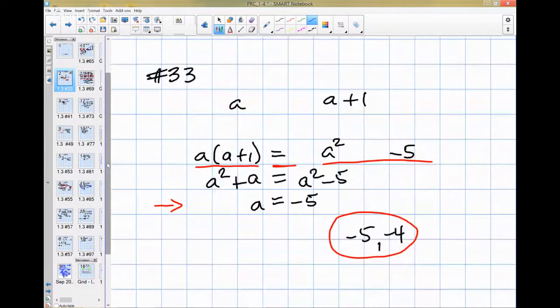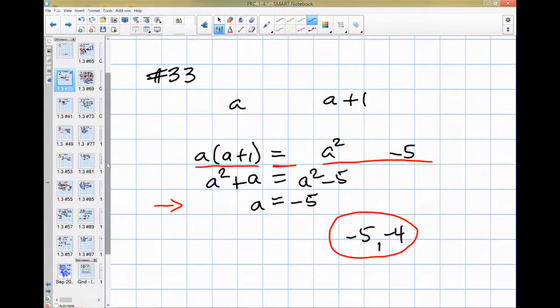So let me go back and find the problem. 33. Find two consecutive integers whose product is 5, I'm sorry, whose product is 5 less than the square of the smaller number. So two consecutive integers.